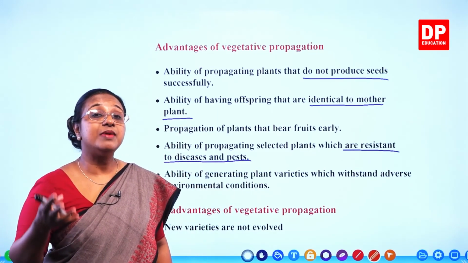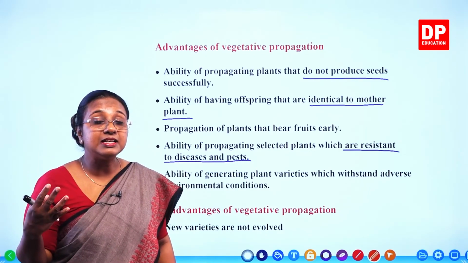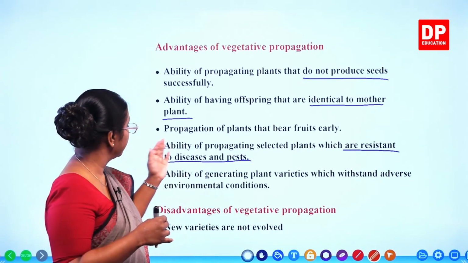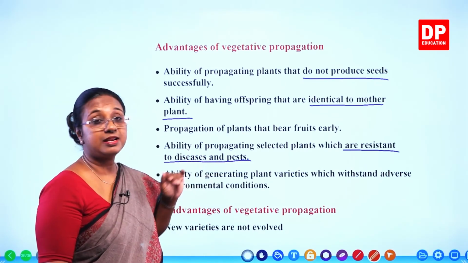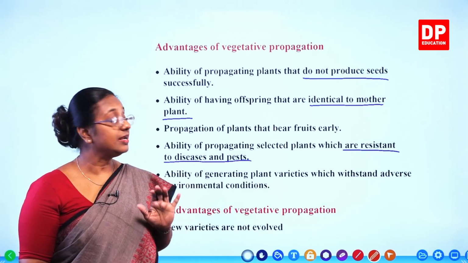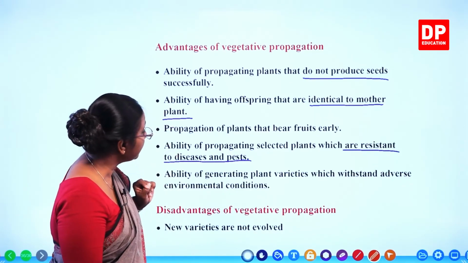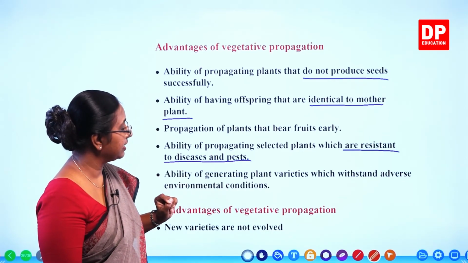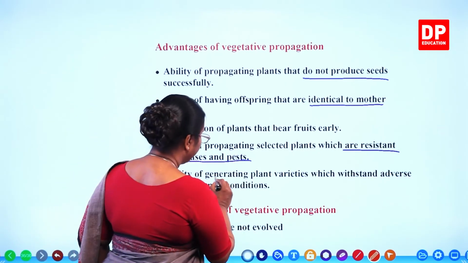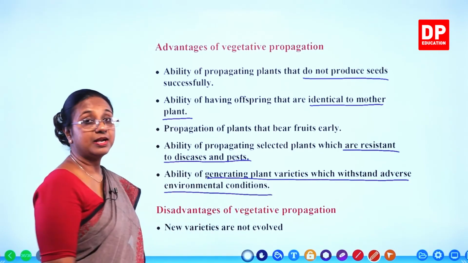So, you can remember when we do grafting, we select the stock and the scion in a way that they are resistant to changes in environmental conditions, resistant to diseases, and resistant to pests. So, we select the suitable characteristics. That is possible during vegetative reproduction. Then, ability of generating plant varieties which withstand adverse environmental conditions. So, we can generate plant varieties that withstand adverse environmental conditions.